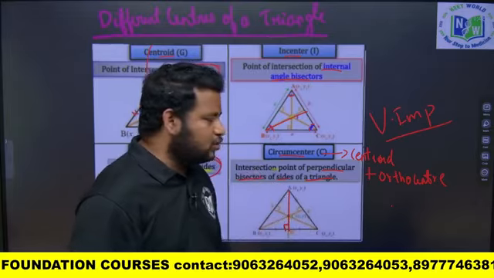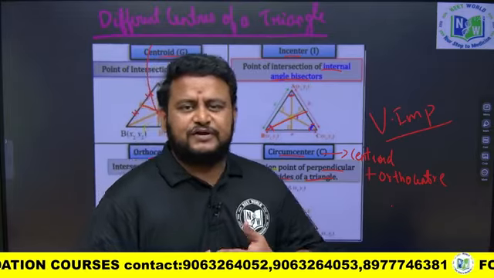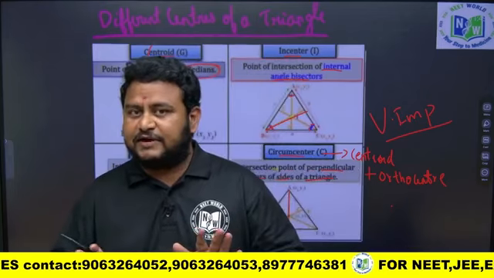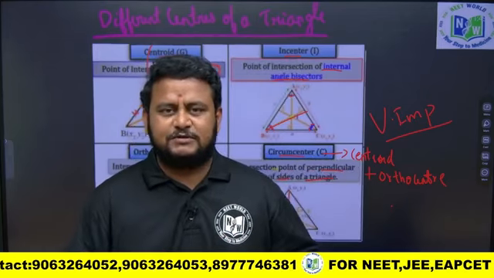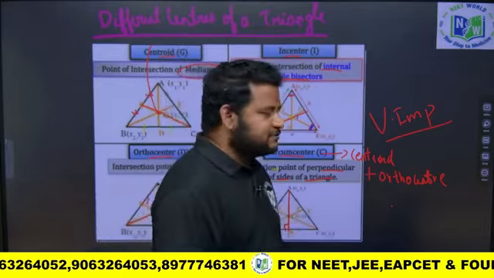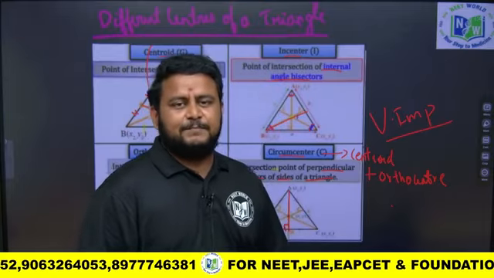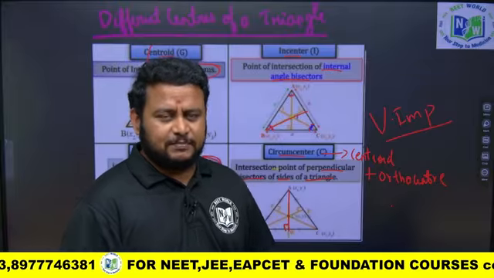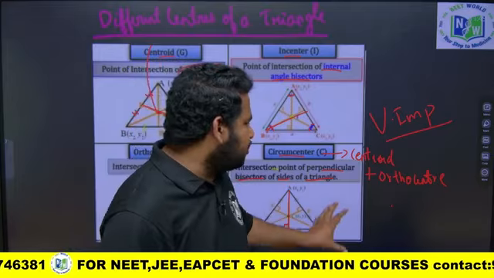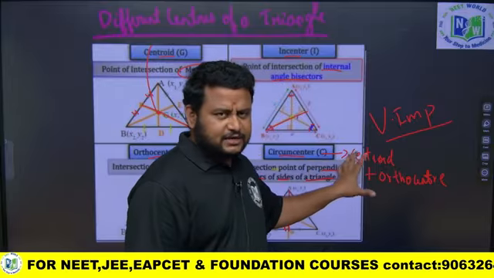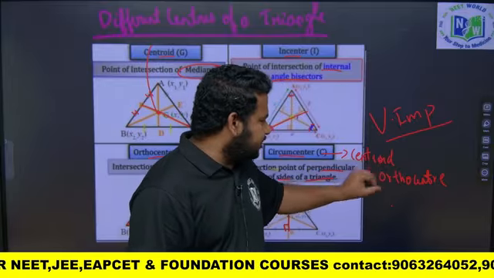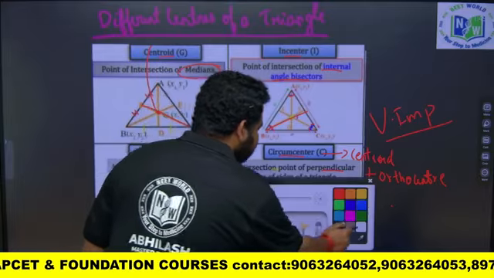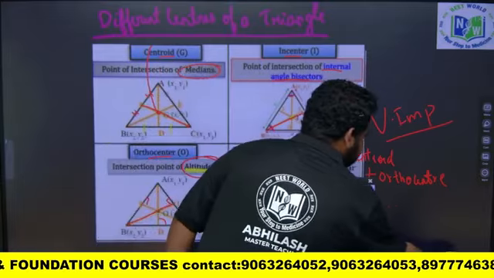Next we spoke about orthocenter. Orthocenter is the point of intersection of altitudes. Altitudes are perpendicular to the opposite side, but they won't bisect the opposite side. Next we talk about circumcenter. It is the point of intersection of perpendicular bisectors. It will be perpendicular to the opposite side and it also bisects the opposite side. We can say it is a combination of centroid and orthocenter. Okay, this much basics is enough when it comes to different centers of the triangle. So let us proceed further.